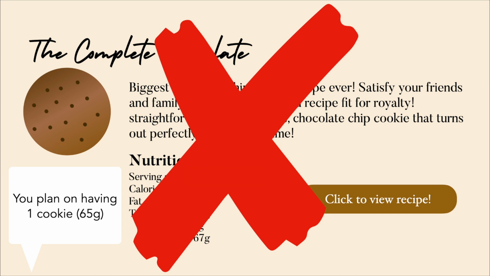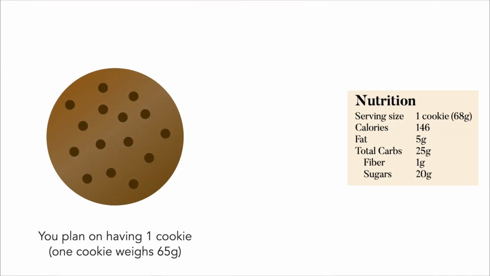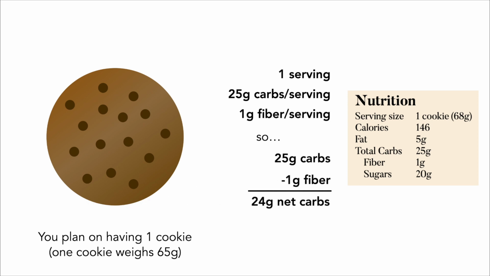If you kept looking and found the classic chocolate, we see that it weighs much closer to the weight of our cookie. So let's use that one for our carb count. We see that it has 25 grams of carbohydrates and 1 gram of fiber. So we can go ahead and subtract the fiber from the carbs and get 24 grams of net carbohydrates.